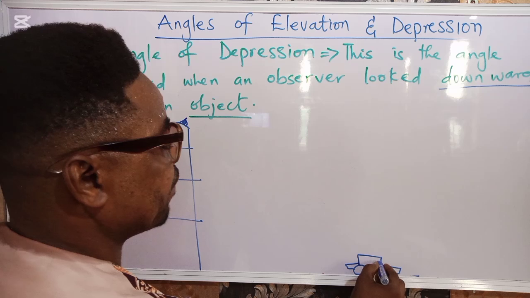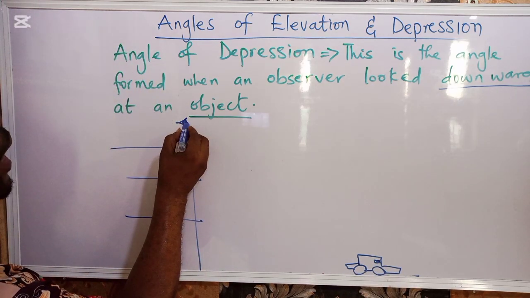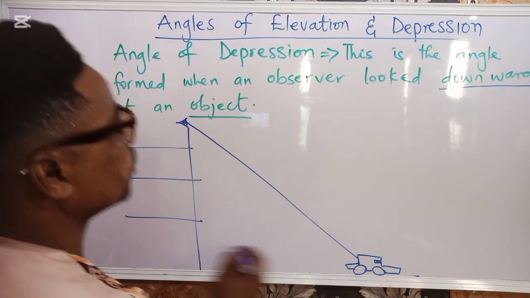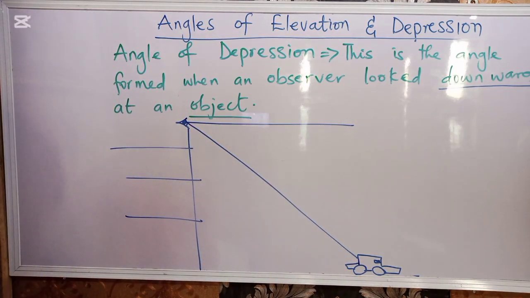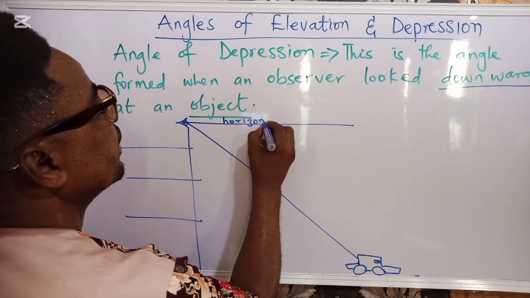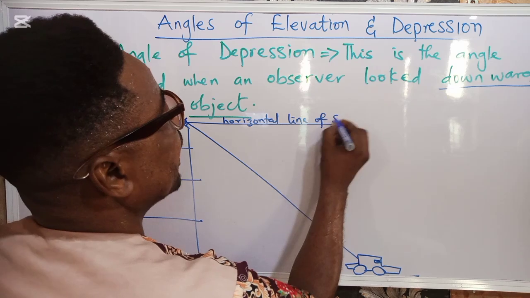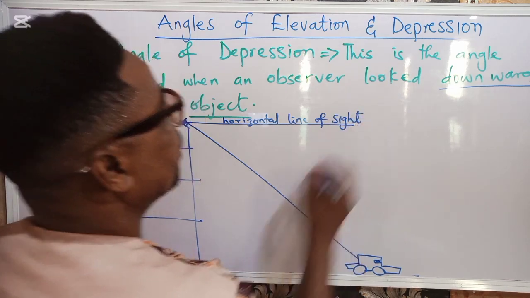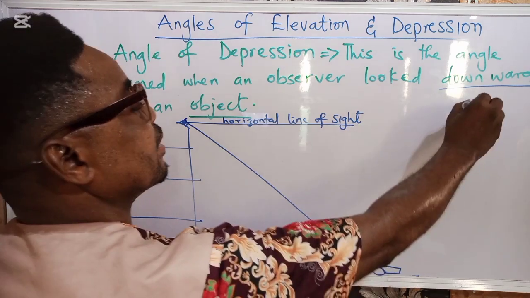Look at the father's car. The father just arrived from the office, and the boy looked at the father's car this way. But this is his own level of sight. This is the horizontal line of sight. But look at it. He has refused to look straight.